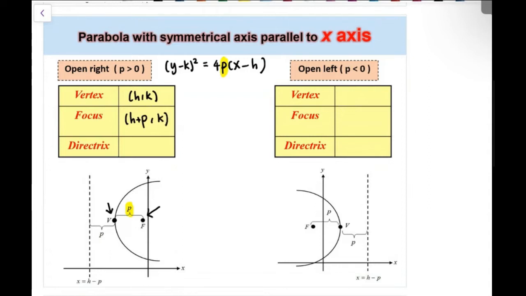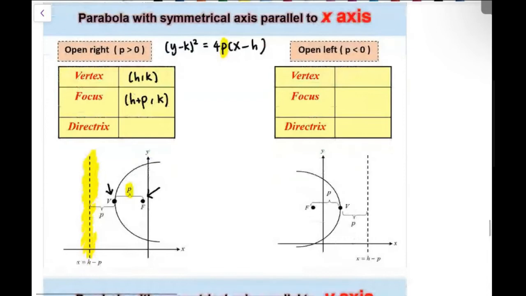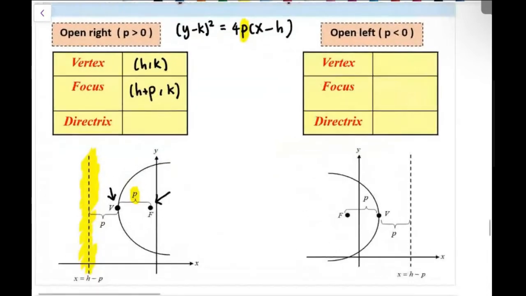Alright. Last one, we have a directrix. Directrix is basically a dotted straight line. So, I try to highlight it. The distance between directrix and vertex is also P. Jarak dia pun huruf P. And remember, directrix must lie opposite of focus. Dia mesti duduk bertentangan dengan fokus. Directrix won't cut off our parabola. Directrix takkan bersilang dengan parabola. That's why in this case, our directrix equation would be x = h − p.